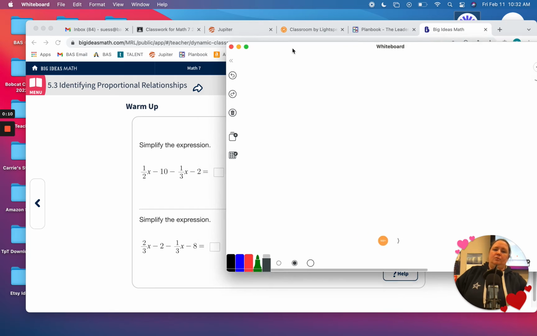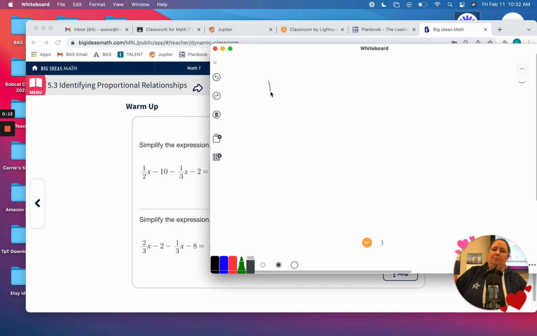All right, guys, when you're simplifying expressions, you're just combining like terms. 1/2 x minus 10 minus 1/3 x minus 2. So which terms here are like terms, Izzy? 1/2 x and 1/3 x. Yes, but you take the negative, so we're going to combine this. There's a negative, and that, this sign right here.